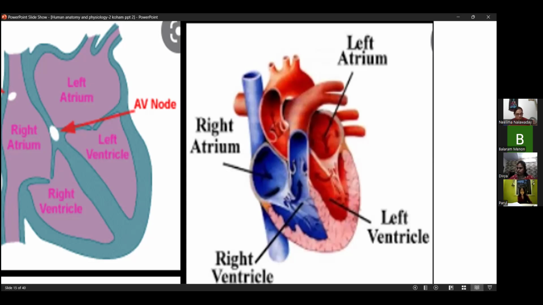So there are 4 chambers. Now the right atrium and right ventricle are separated by valves. There should be something in between them, otherwise blood will get mixed. And the left and right parts of the heart are also separated by a septum. There is a thick septum in between the 2 parts, right and left. The right upper chamber and right lower chamber are separated by valves, and those valves are called tricuspid valves.